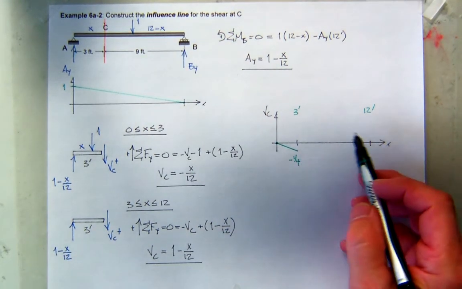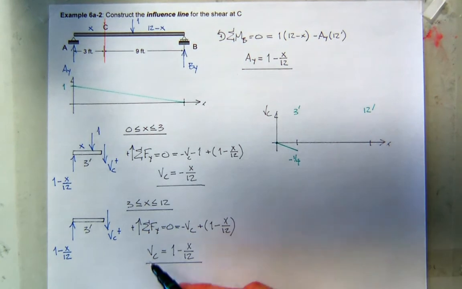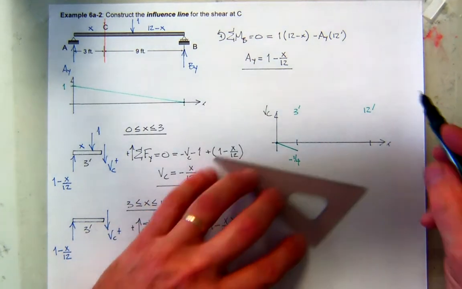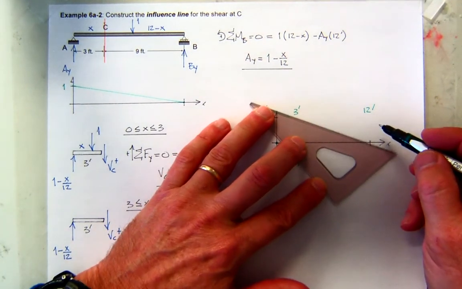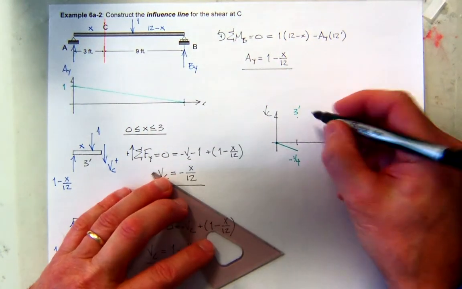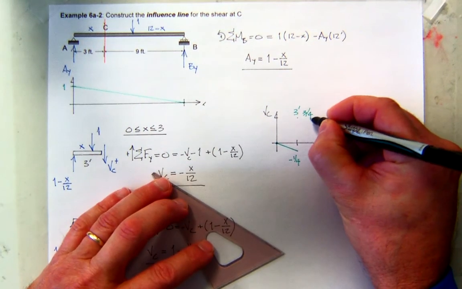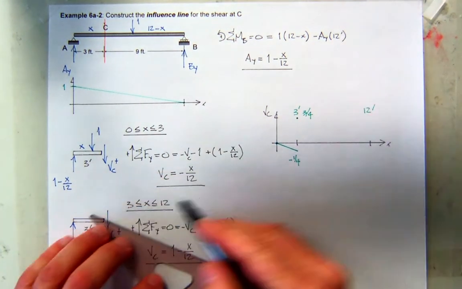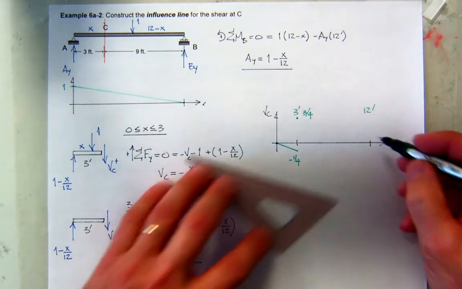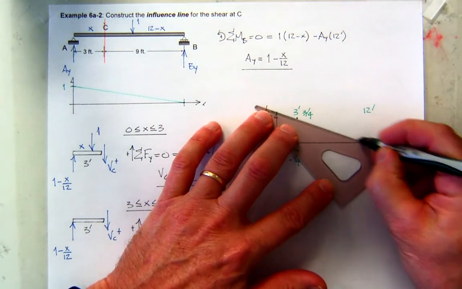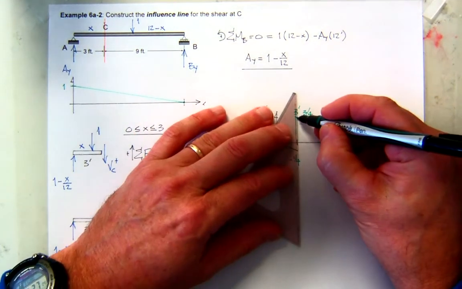And then from 3 to 12, what do I get? I use this equation. When x is equal to 3, you get 1 minus 3/12, which is positive 9/12, which is what? 3/4. And then you plot it all the way out to x equal 12, you get 0. It looks like that.